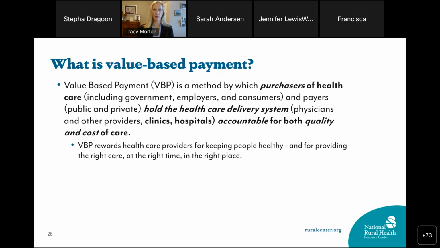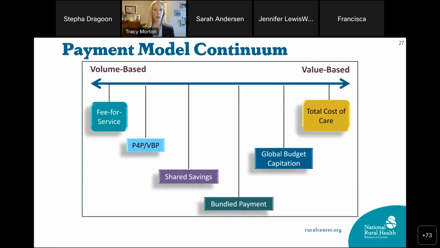It rewards healthcare providers for keeping people healthy and providing care for the right patient at the right time in the right place. But there's a continuum of different value-based payment models. So on the far left is that starting line again, that's the fee-for-service area. And as we move right, we're into pay-for-performance, value-based payment. Shared savings in purple is where we see accountable care organizations sit. And as we swing more right, there are global budget capitation and then ultimately total cost of care. So I'm going to touch on some of these here in a little bit more depth.